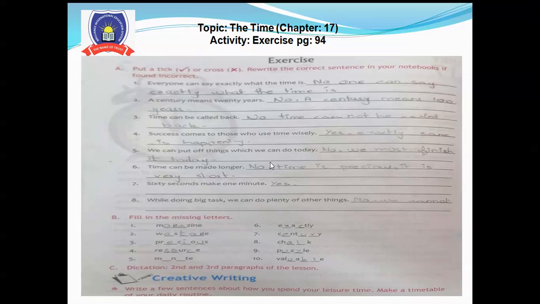Number 5 is minute. Number 6 is exactly. Number 7 is century. Number 8 is chalk. Number 9 is puzzle. And number 10 is valuable.